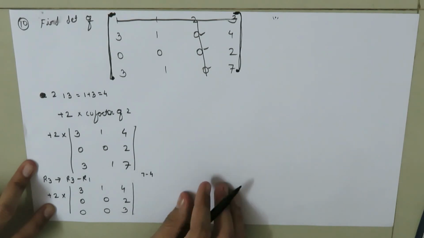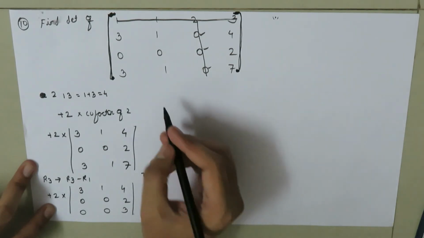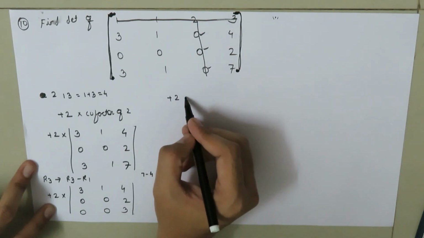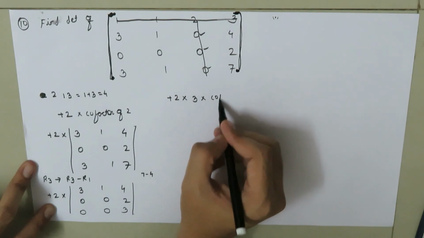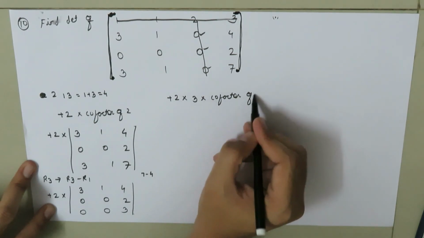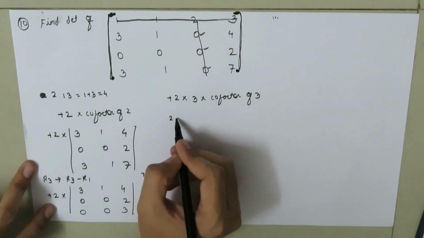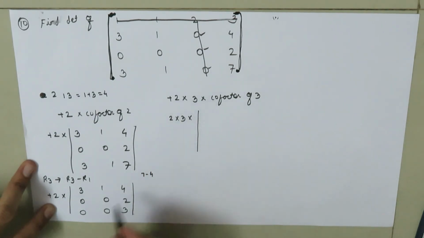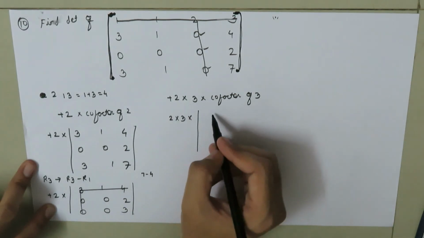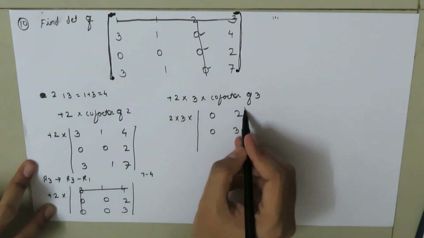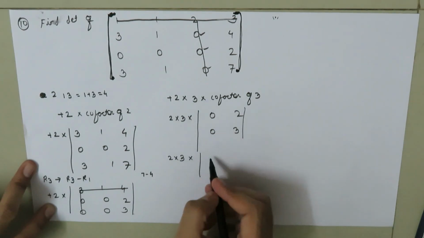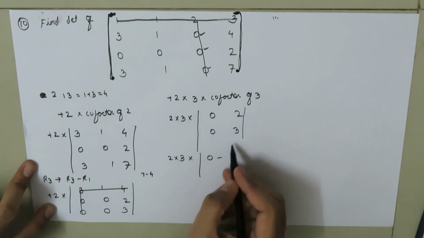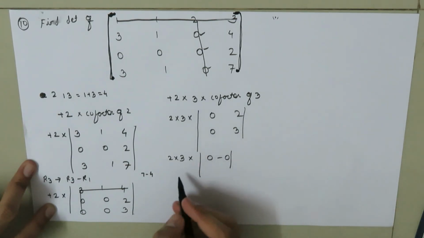So what we are going to do now is, okay, this is positive 2 multiplied by 3 multiplied by the cofactor of 3. So this will be 2 multiplied by 3 multiplied by the cofactor of 3, which is 0, 2, 0, 3. So this will be 2 multiplied by 3 multiplied by 3 times 0 is 0 minus 2 times 0 is 0. So our answer will be equal to 0.